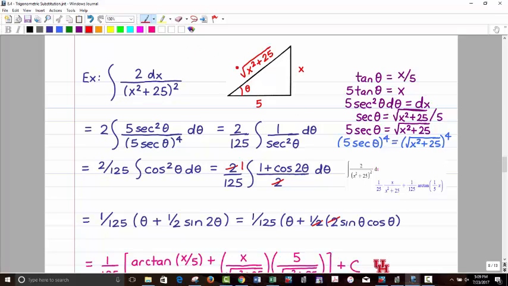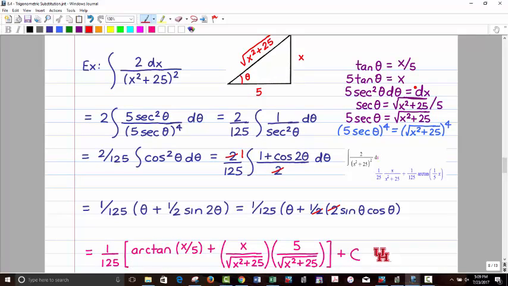Alrighty, so square root of x squared plus 25, that must be the hypotenuse. Square root of x squared is x for one side. Square root of 25 is 5 for the other. So tan of theta is x over 5.